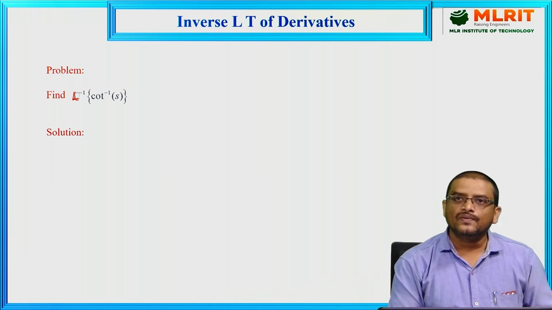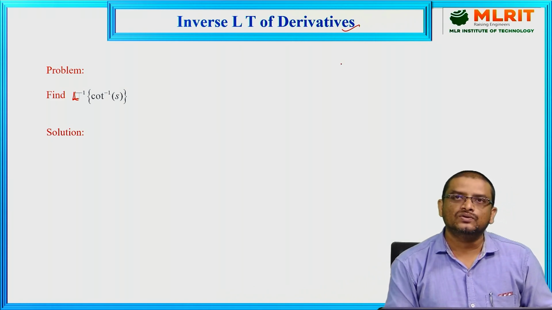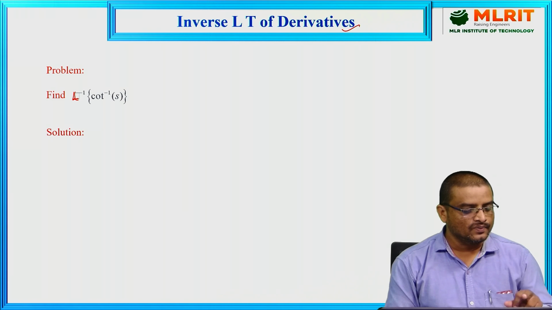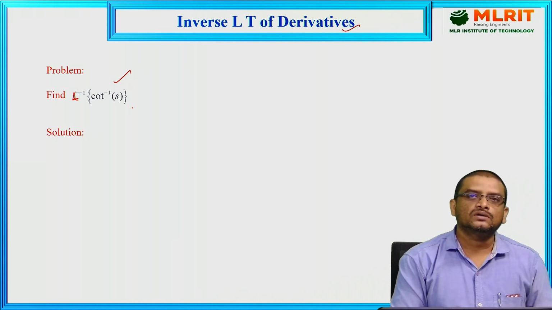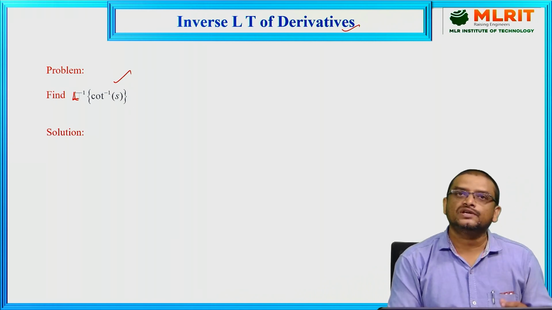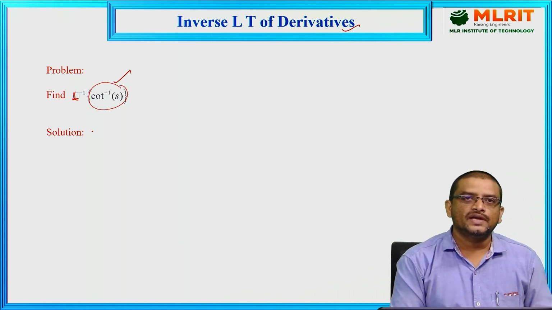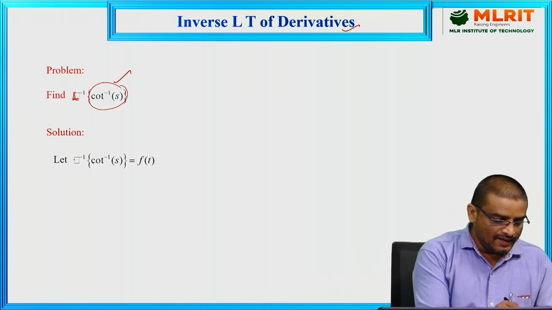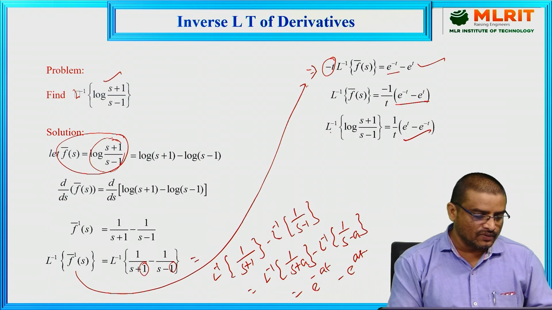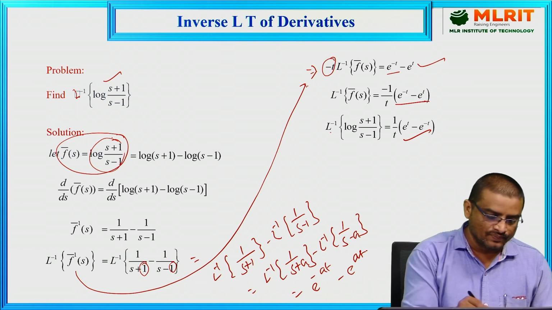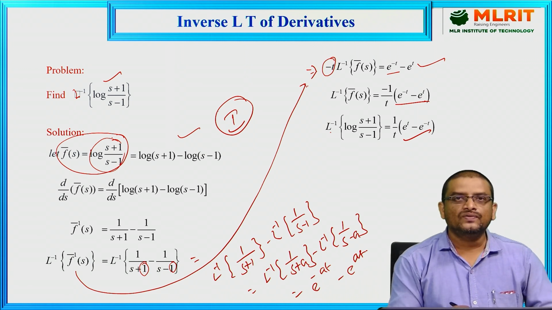Even if you have a cot inverse or tan inverse, we can take the help of the inverse Laplace transform of derivatives, and by using that formula, that concept, we can find the inverse Laplace transform of tan inverse or cot inverse. Follow the same procedure here. Whatever function is given inside this L inverse, you consider that as f bar of s. So we have two methods here. Whatever problem we discussed in the previous slide, that is method 1. Now we will go for method 2 here.